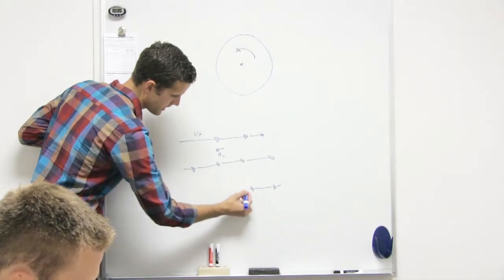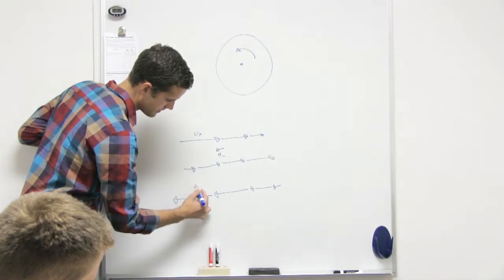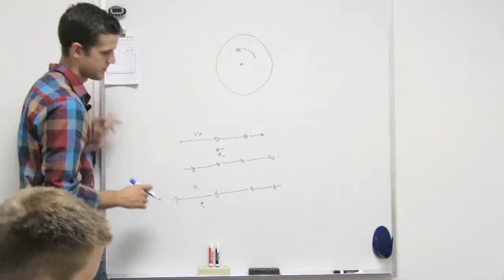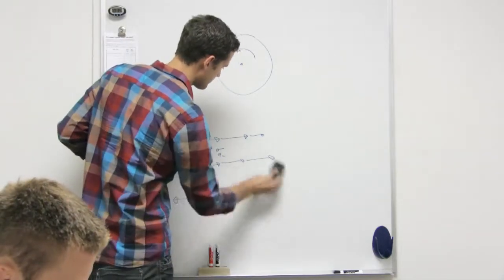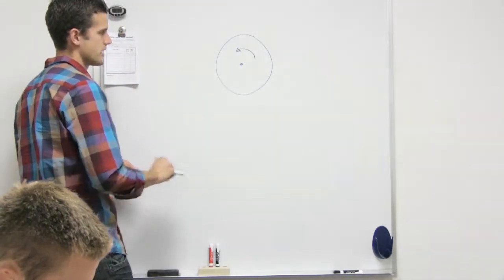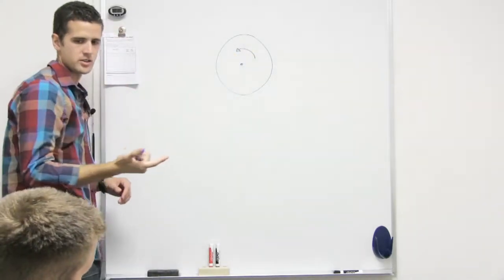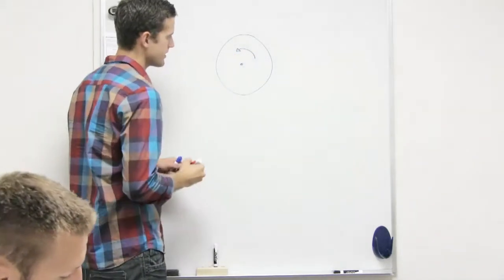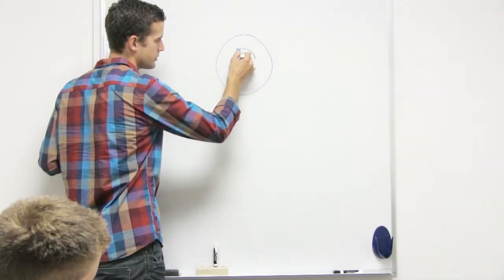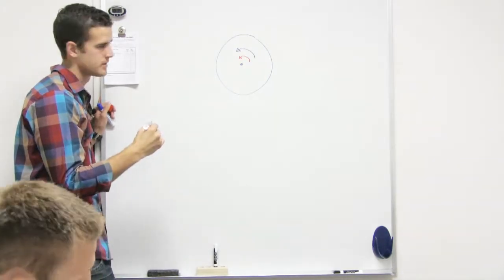If you're speeding up this way, what are your signs? Velocity is negative, acceleration is also negative. So then you just take that and you kind of wrap it around a circle. So it's saying you're moving this way, so counterclockwise, so that's a positive velocity. And you're speeding up this way, so your angular acceleration also points this way. So that's also positive. Okay.